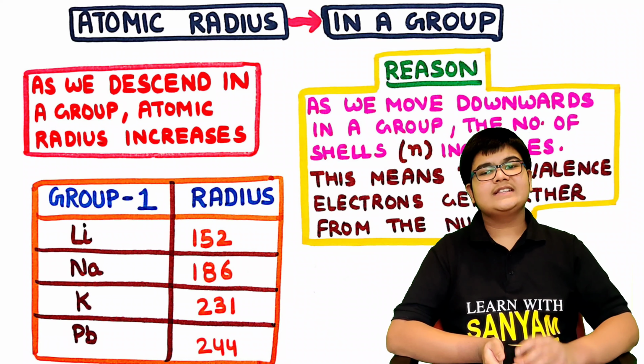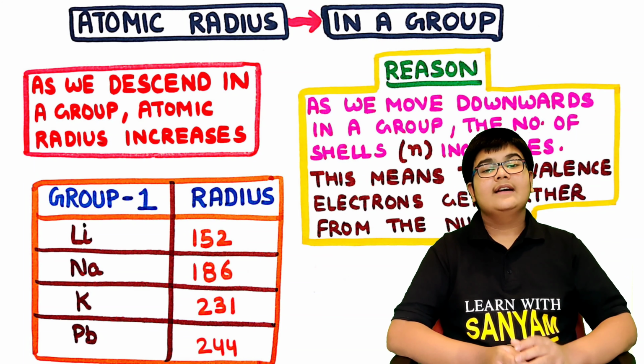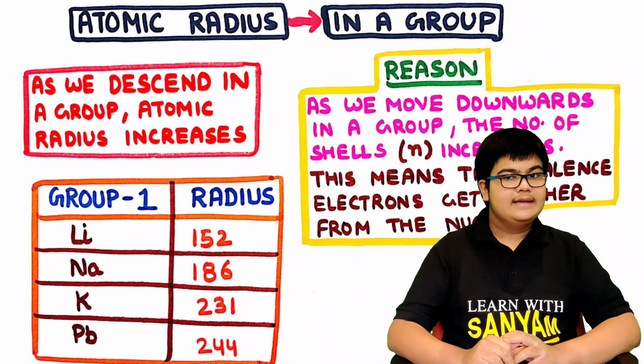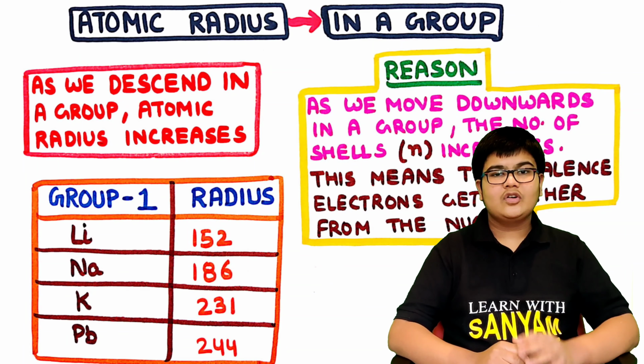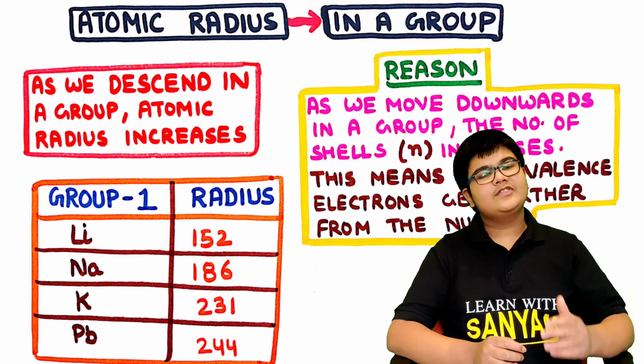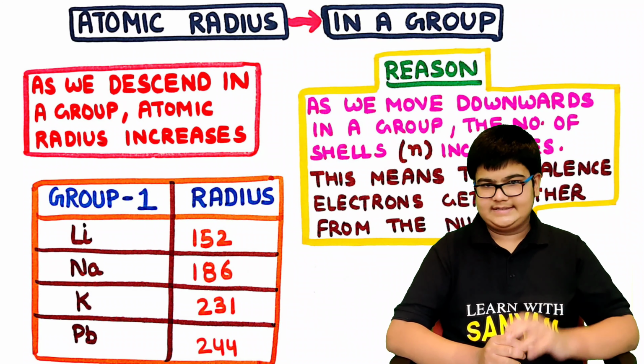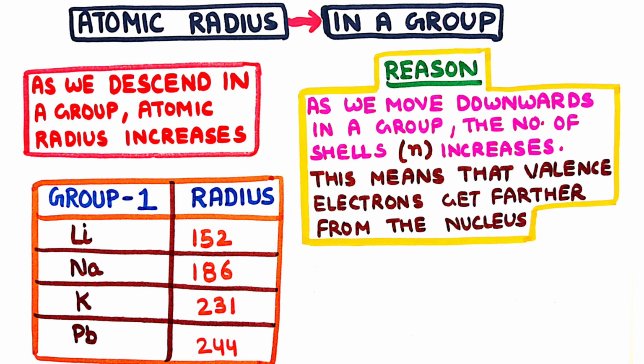Now as the number of shells is increasing, this means that valence electrons get farther from the nucleus, because valence electrons are those electrons which are present in the outermost shell. So obviously when the number of shells increases, the distance between valence electrons and nucleus will have to increase. Now, as the distance between the nucleus and valence electrons increases, that's why the atomic radius also increases.